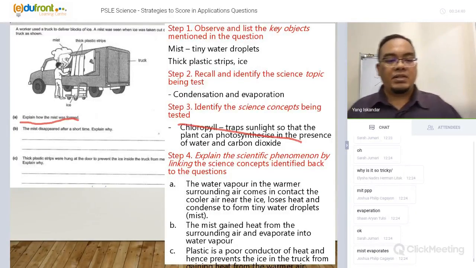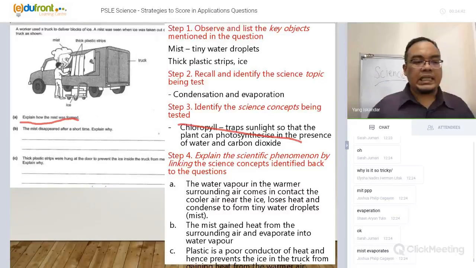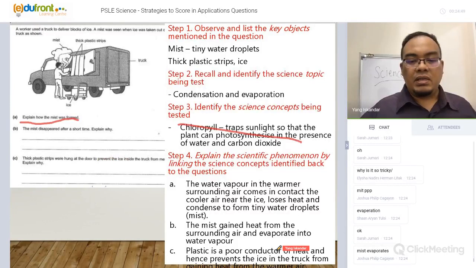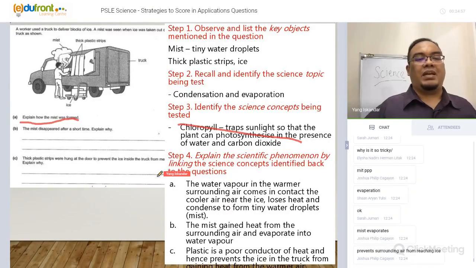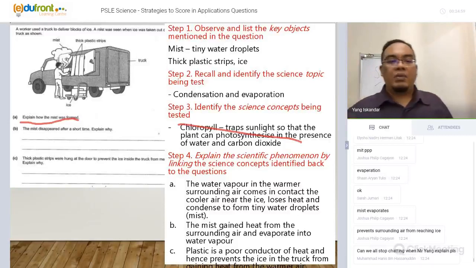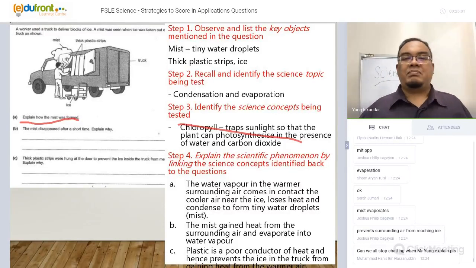Part C. Part C also is a 1-mark question. Thick plastic strips were hung at the door. Okay, it was hung at the door to prevent the ice inside the truck from melting. Why? Why do they put the thick plastic strip? Why does it prevent the ice from melting?